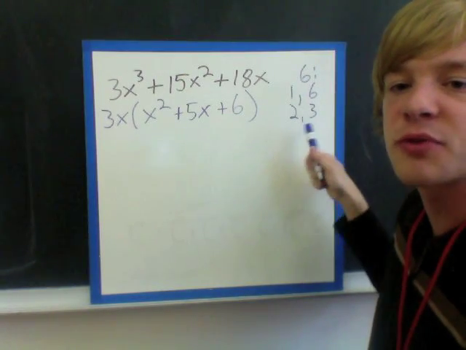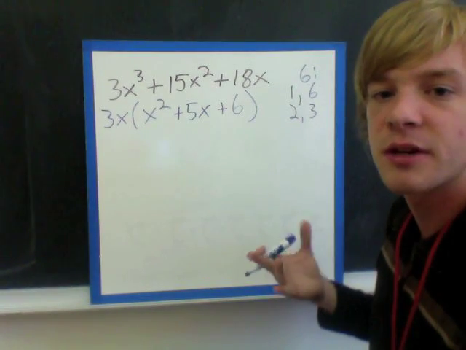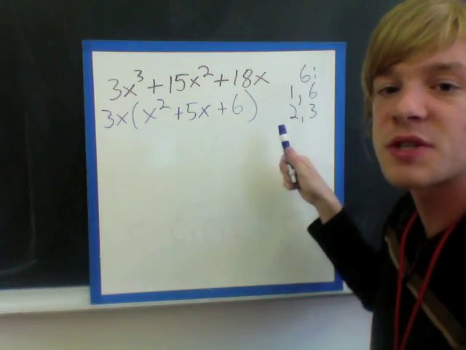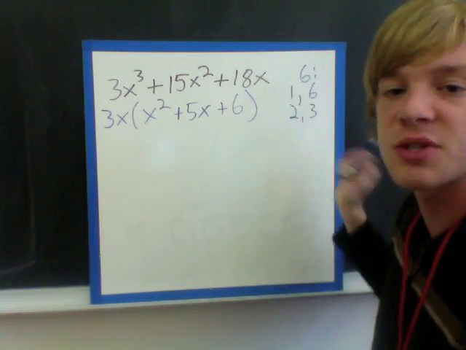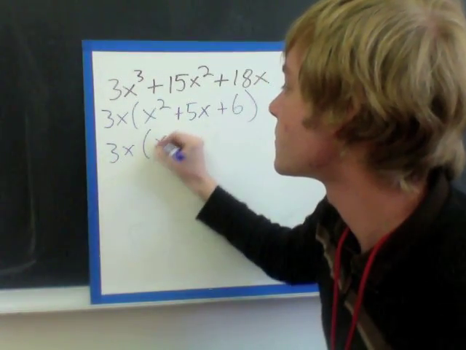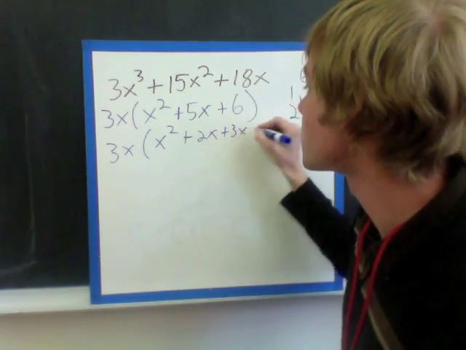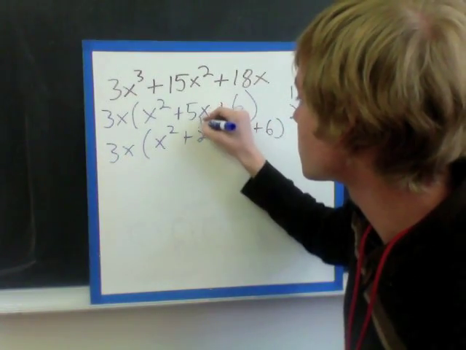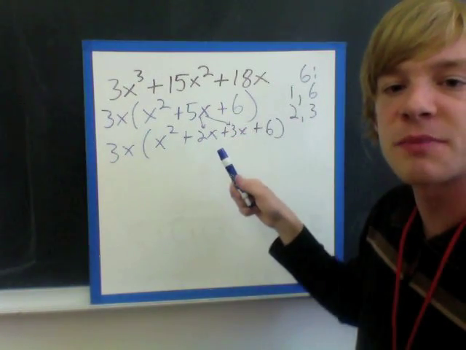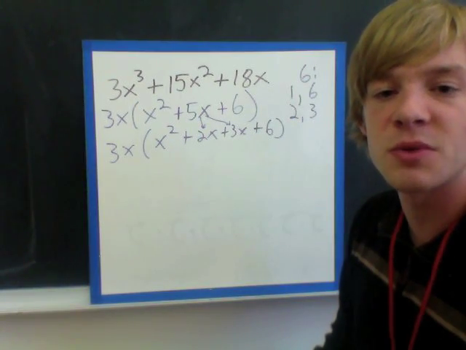And since this includes both 2 and 3, if we continue on to 3, we already have 2, so that means we're done here. And we see that 2 plus 3 gives us 5. So that means we want to split up the 5x into 2x plus 3x. So all I did here was I took the 5x and I split it up into 2x plus 3x, just like we were doing with our previous problems with grouping.